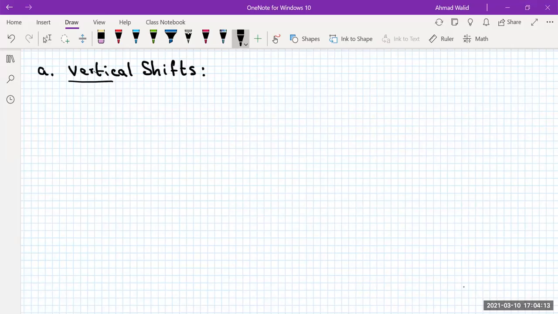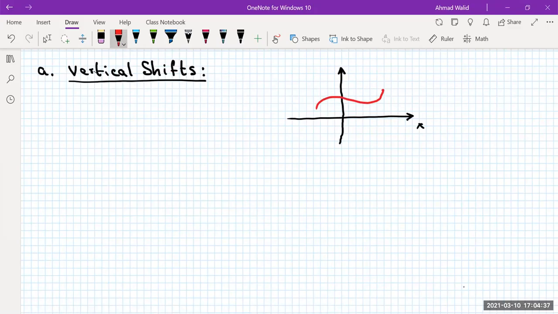What is vertical shift? If I draw here a function for you, any type of function, correct? This is X, this is Y. I will draw a function, for example, like this. Let's name this function f of x. Vertical shift means you shift your function on the y-axis, move it up or move it down.